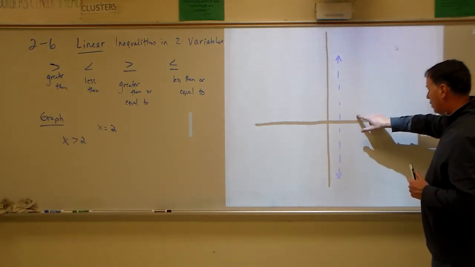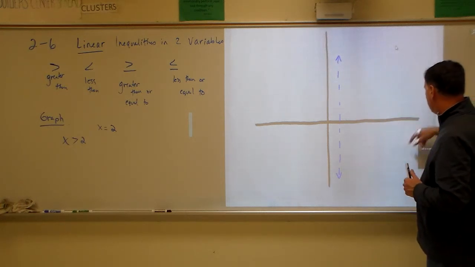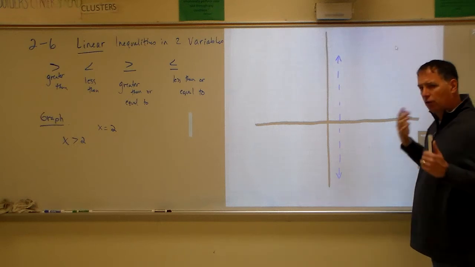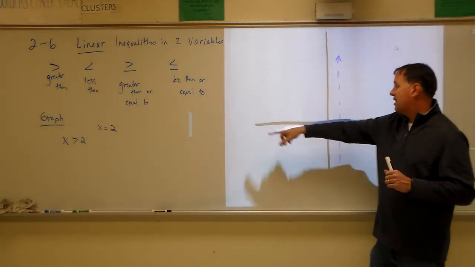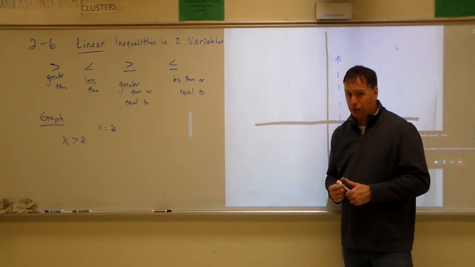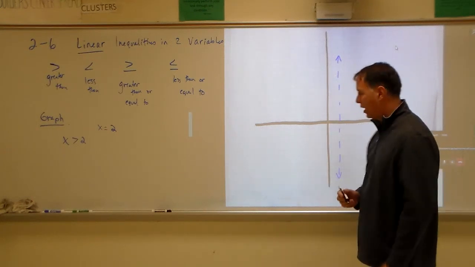This is greater than 2. 5, 6, 7, 12, 15, those are all greater than 2. -1, -2, -6, -12 are not greater than 2. We want to shade where the solutions are.